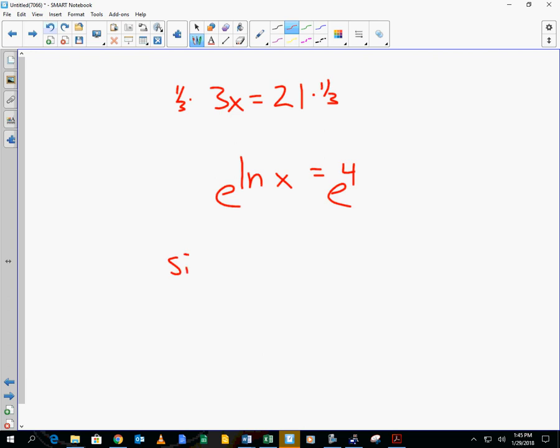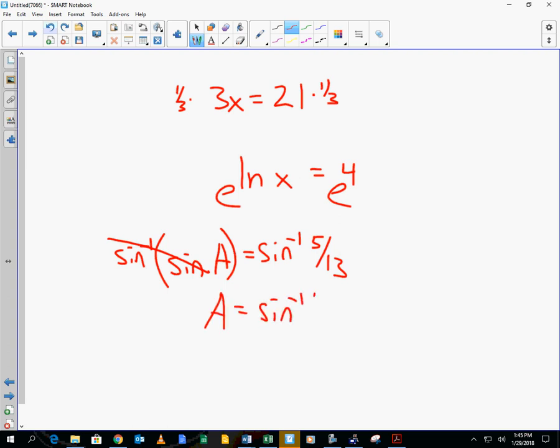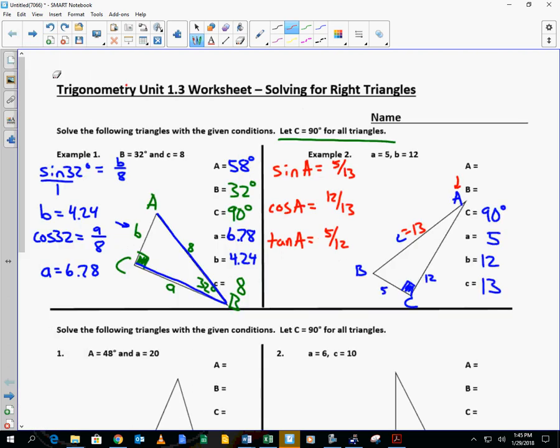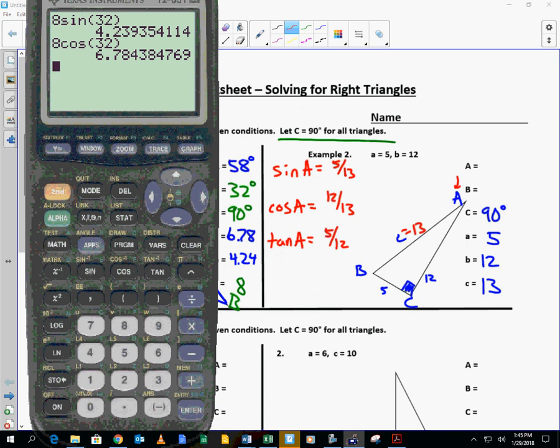Well, if we have sine of angle A is equal to 5 over 13, how do we get rid of sine? We do the inverse operation of each side. And what's going to happen is those will go away and leave you with A equals sine inverse of 5 over 13. So this is a really cool thing. It'll allow us to solve for an angle. So instead of pressing sine, you press second sine. And you do 5 divided by 13, and it will come up with your angle, 22.62.